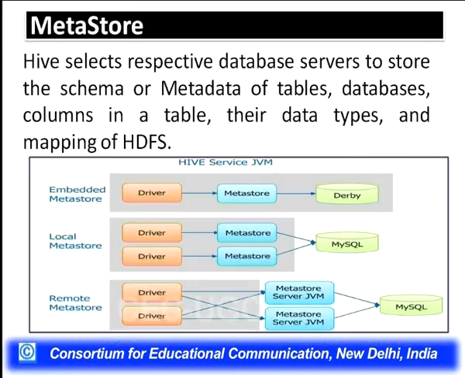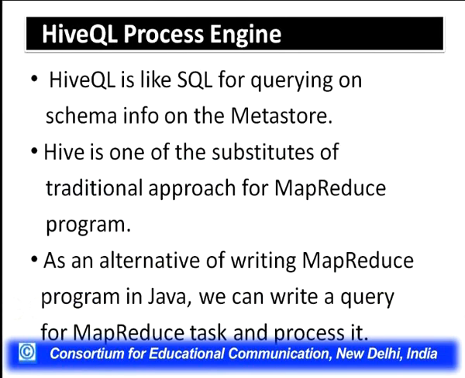In the case of an embedded metastore, examples are the ones which use Derby. Then we have a local metastore which uses MySQL kind of databases. Then we can have a remote metastore which queries the MySQL kind of databases using a metastore server JVM. So these are the three kinds of metastores which could be present in the Hive architecture.